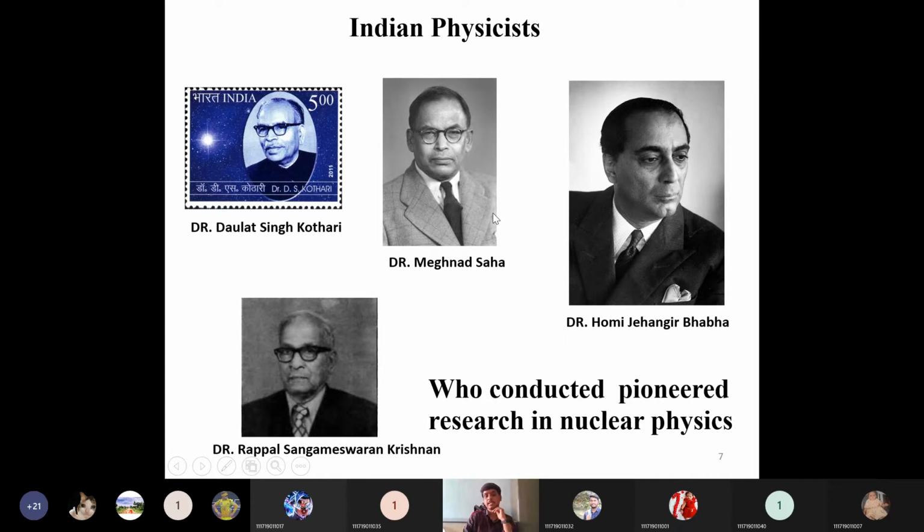Then next one is Dr. Homi Jehangir Bhabha. Bhabha Atomic Research Centre, whatever we are discussing now, is named after him after his death. His death happened due to an accidental plane crash. He is a very eminent person who conducted research in nuclear physics. He is a popular Indian nuclear physicist known overall in India.